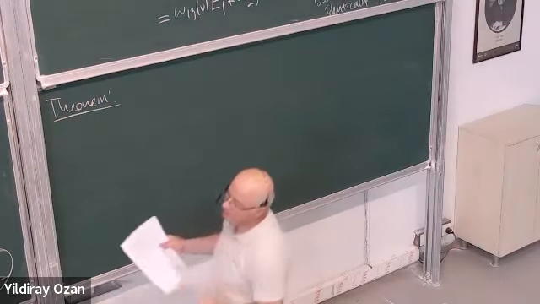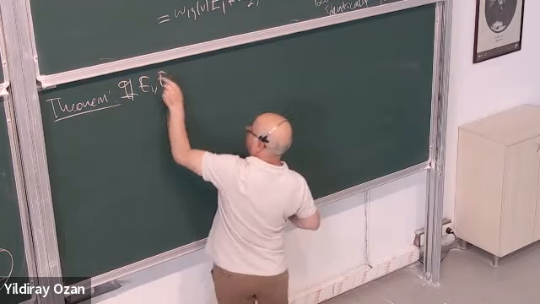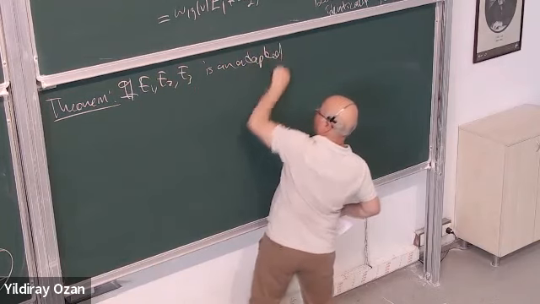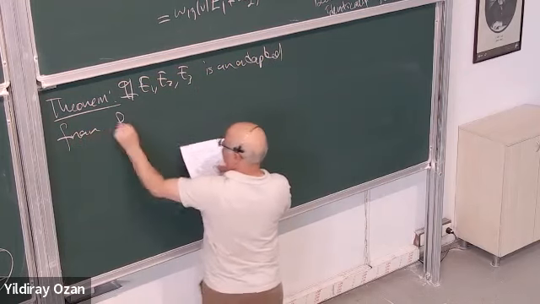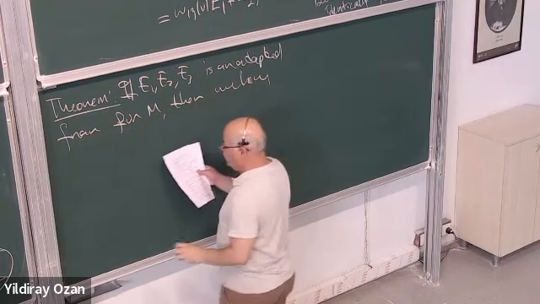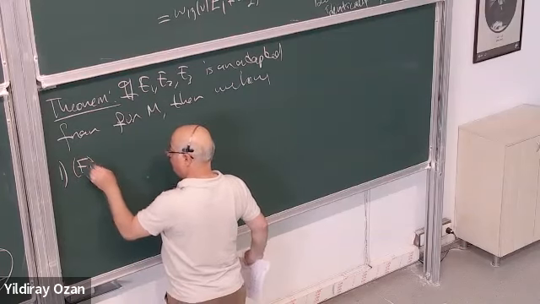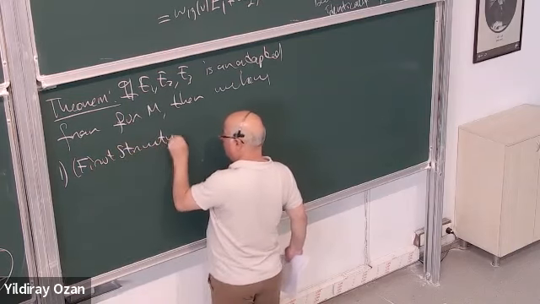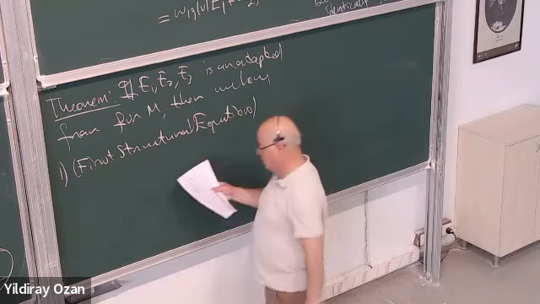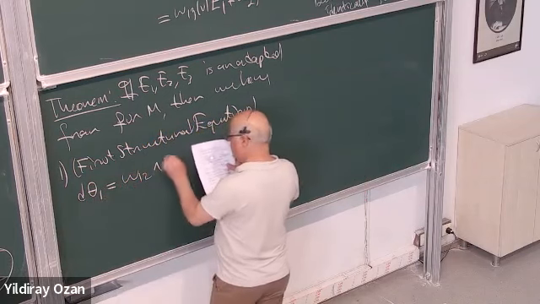This is just Cartan's theorem for adapted frame. If E1, E2, E3 is an adapted frame for M, then we have, first, the first structural equations. What are these? d theta 1 is omega 1 2 wedge theta 2.